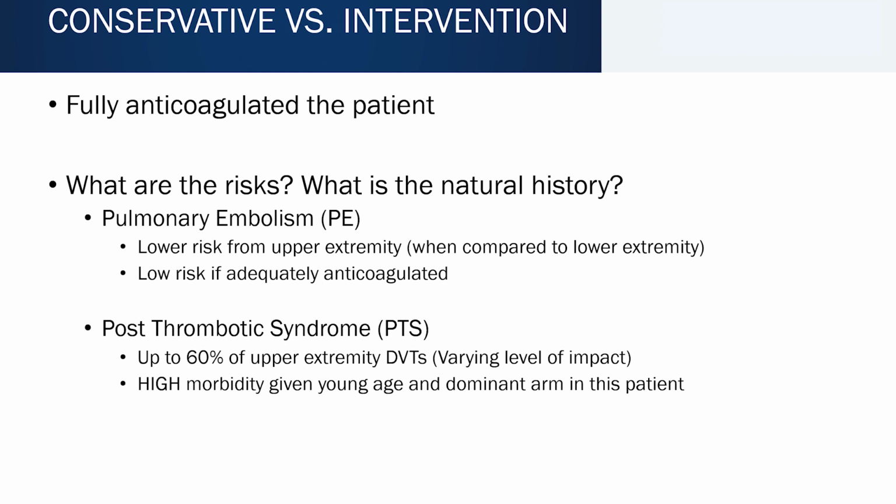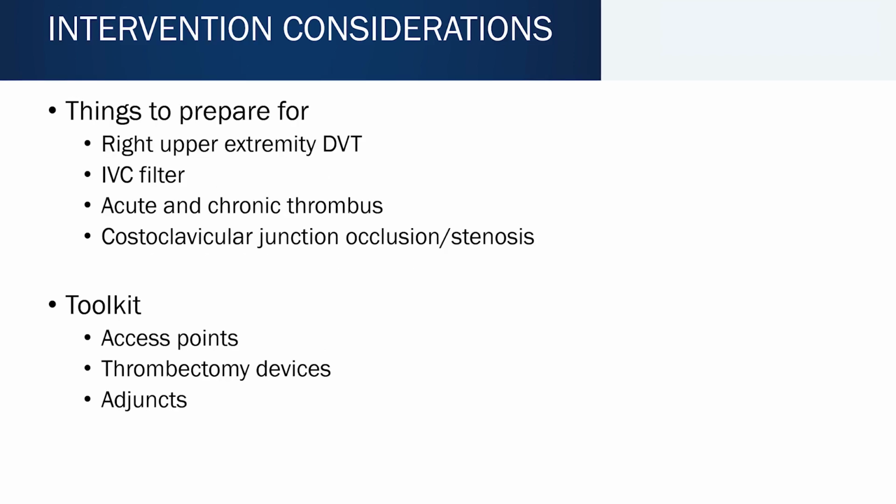So if we're going to potentially intervene on this patient, there are certain things that we have to prepare for, especially in this specific patient. This is a right upper extremity deep venous thrombosis. The patient has an existing IVC filter. I'm expecting to find some amount of acute as well as chronic thrombus because of his history of prior DVT and pulmonary embolism. And then with any upper extremity DVT, I'm worried about there being issues with the costoclavicular junction, whether it be occlusion or stenosis from the clavicle or the first rib.